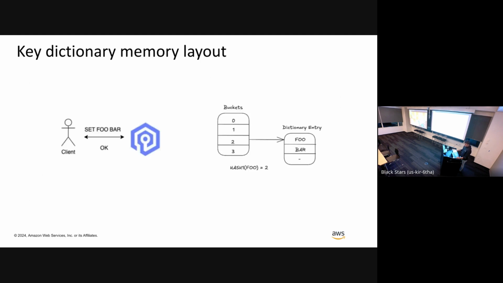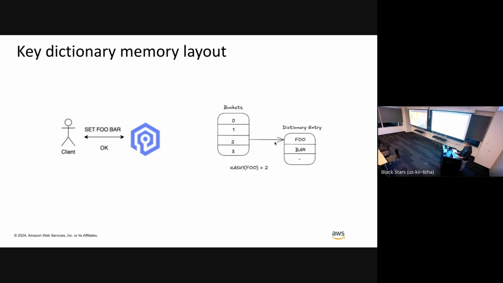I'll just talk about how things go behind the scenes when you send a command to valkey. So a client sends set foo bar to valkey, and what happens behind the scenes is we will receive the command, we'll process it, we'll break it into key, value and what was the command type. Once we have the key, we'll calculate a hash of the key. So let's say in this case, it gets hashed to 2. So now we have which bucket to insert the value into.